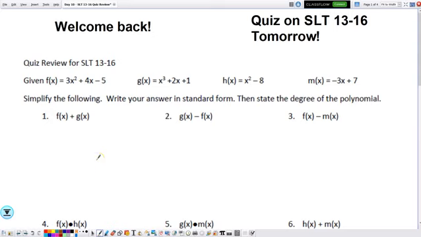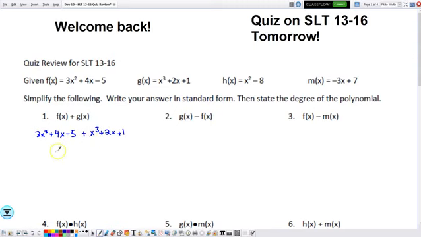So here we go. The first thing we're asked to do is add together f of x and g of x. F of x is 3x squared plus 4x minus 5. G of x is x cubed plus 2x plus 1. I want you to notice I didn't use parentheses here. I'm just adding. So really what I'm going to do is just collect my like terms.